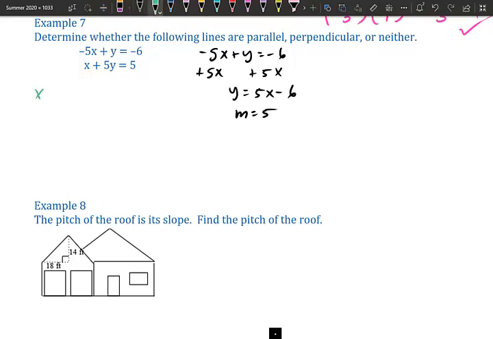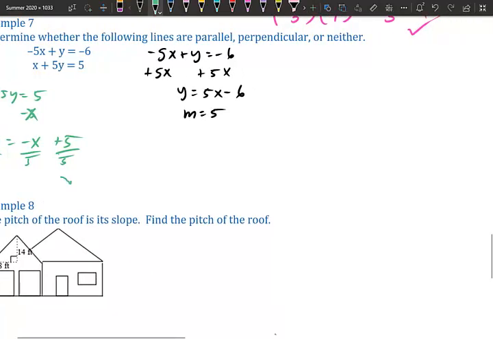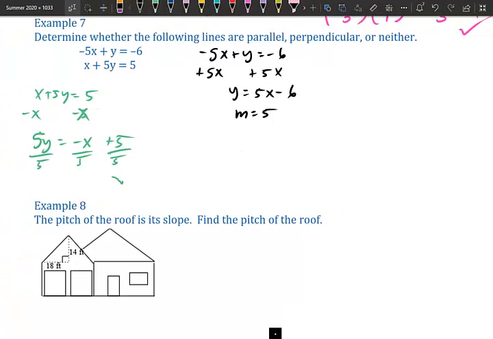For our second one, we have x plus 5y equals 5. So I'm going to subtract x from both sides. We have 5y equals negative x plus 5. Divide by 5. We get y equals negative 1/5 x plus 1. So our m is negative 1/5. They're not the same, so they're not parallel. And let's see if we can compare them without multiplying. So the opposite of positive is negative, and the opposite of 5 over 1 is 1 over 5. So these are perpendicular.